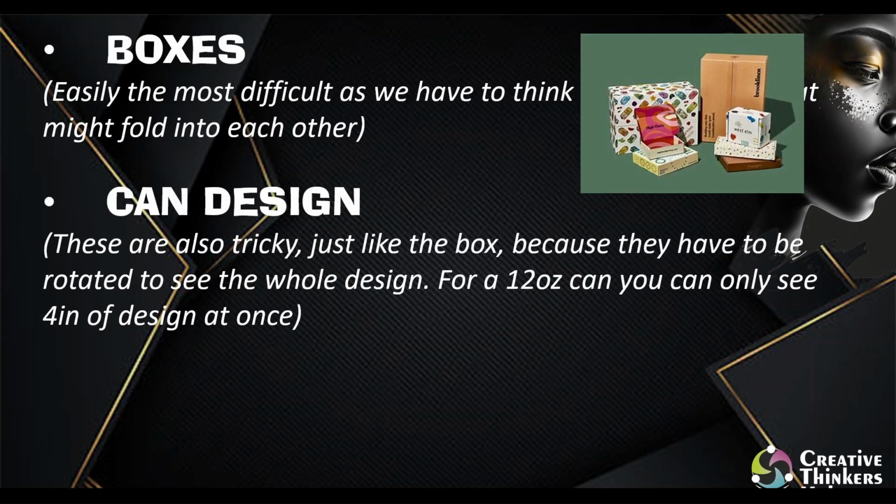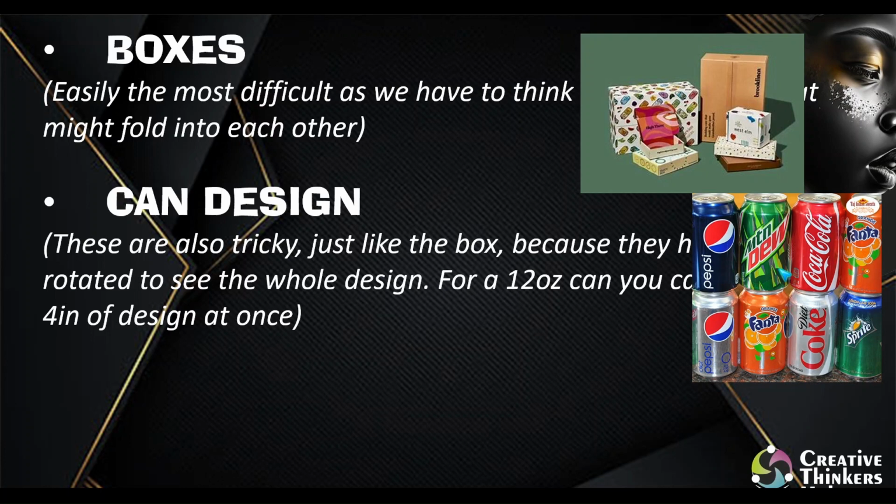Can design. These are also tricky, just like the box, because they have to be rotated to see the whole design, just like the box again. For a 12 OZ can, you can only see 4 inches of the design at once. As you can see, you can only see 4 inches of the design. And what is printed behind the barcode, the technical details, the company address, nothing is seen here. You'll have to rotate the can to see all this.